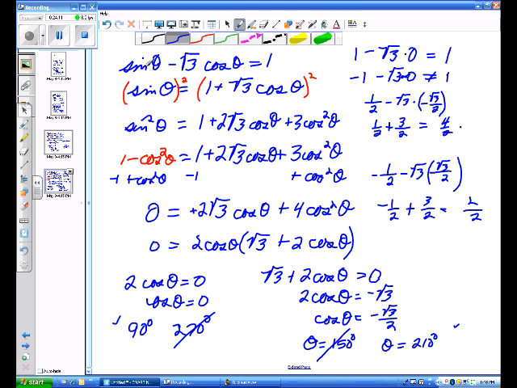The reason we did that is because this was just in terms of sine or cosine, and we could not substitute in for one of them. So the only way we could substitute in was by getting one of them squared. So we got one side by itself, and then we squared both sides, and we were then able to solve.